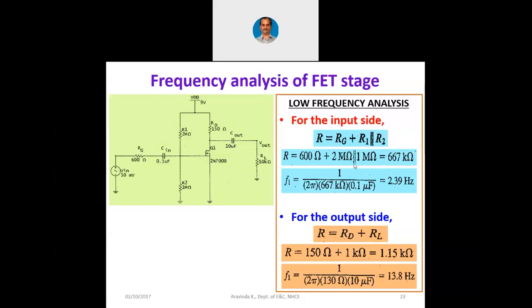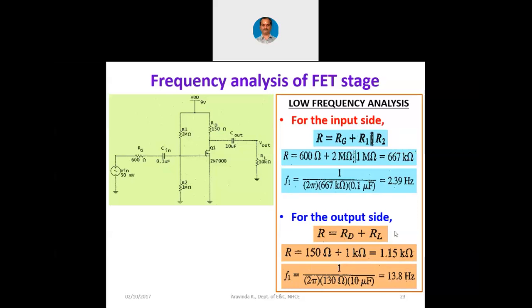So now, for the input side, the resistance is obtained as 667 kilo ohms, and hence F1 equals 1 over 2 pi RC, where C is only 0.1 microfarad there. So we get F1 as 2.39 Hertz, or the lower cutoff frequency as 2.39 Hertz. Now for the output side, R equals RD plus RL, that is 150 ohms plus 1 kilo ohms, or 1.15 kilo ohms. So we get the lower cutoff frequency with reference to the output side as 1 over 2 pi RC is 13.8 Hertz.